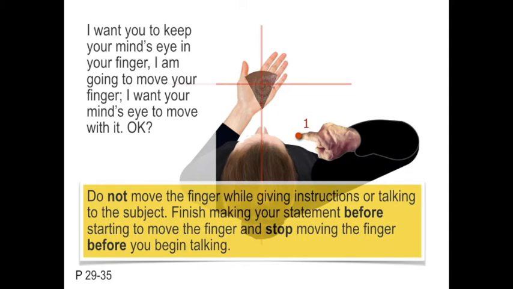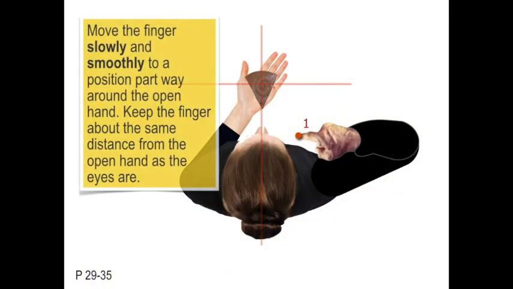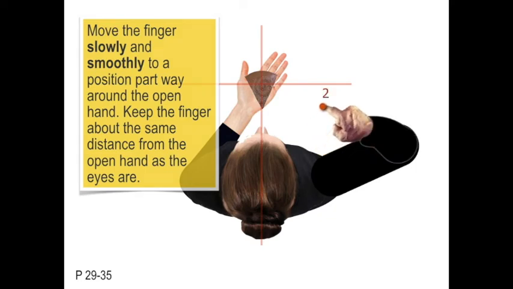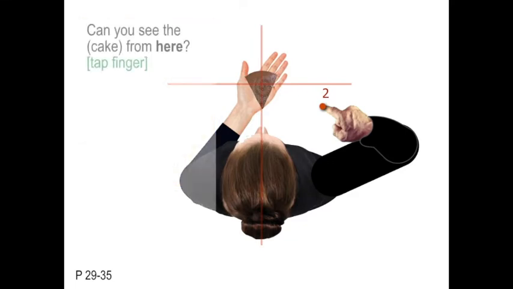Do not move the finger while giving instructions or talking to the subject. Finish making your statement before starting to move the finger, and stop moving the finger before you begin talking. Move the finger slowly and smoothly to a position partway around the open hand. Keep the finger about the same distance from the open hand as the eyes are. Can you see the cake from here? Tap the finger.